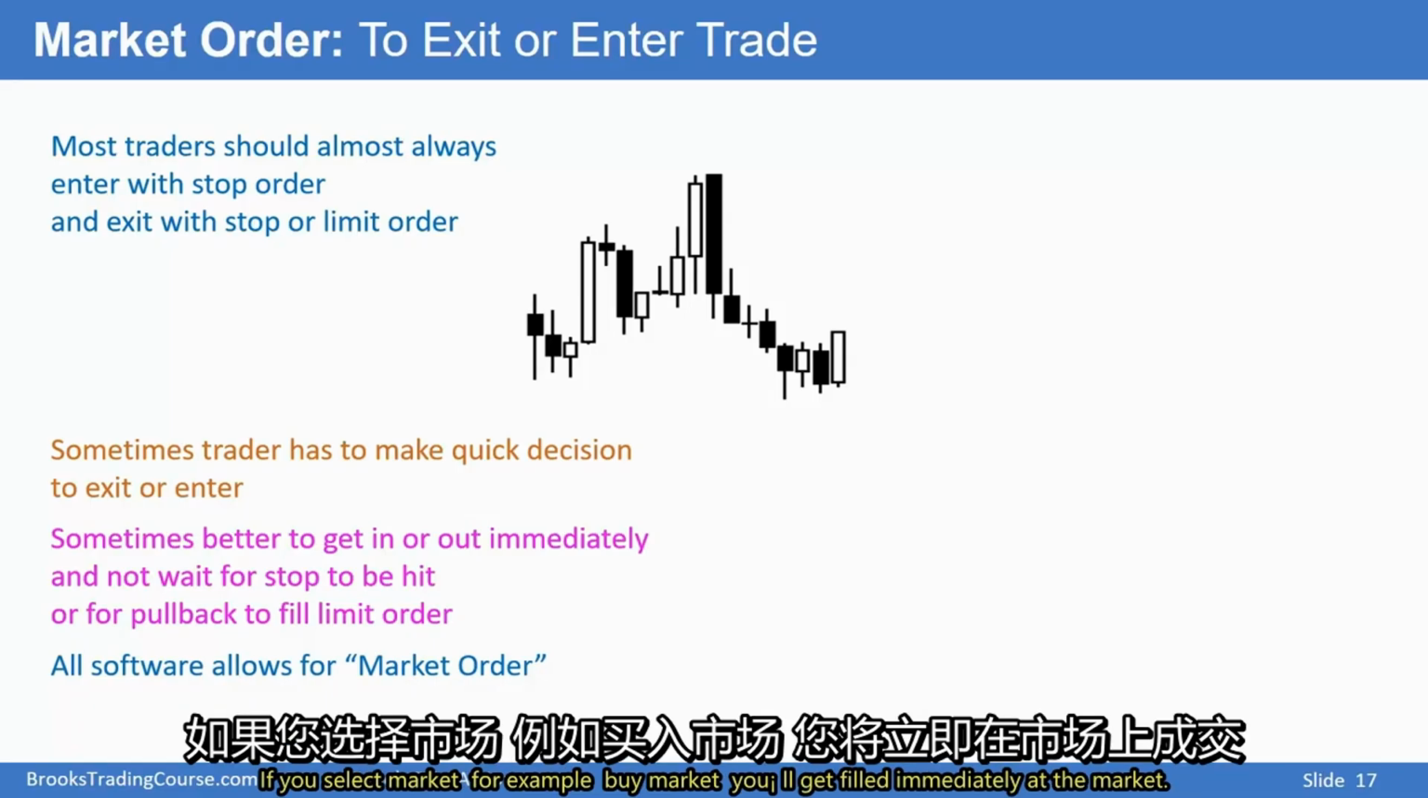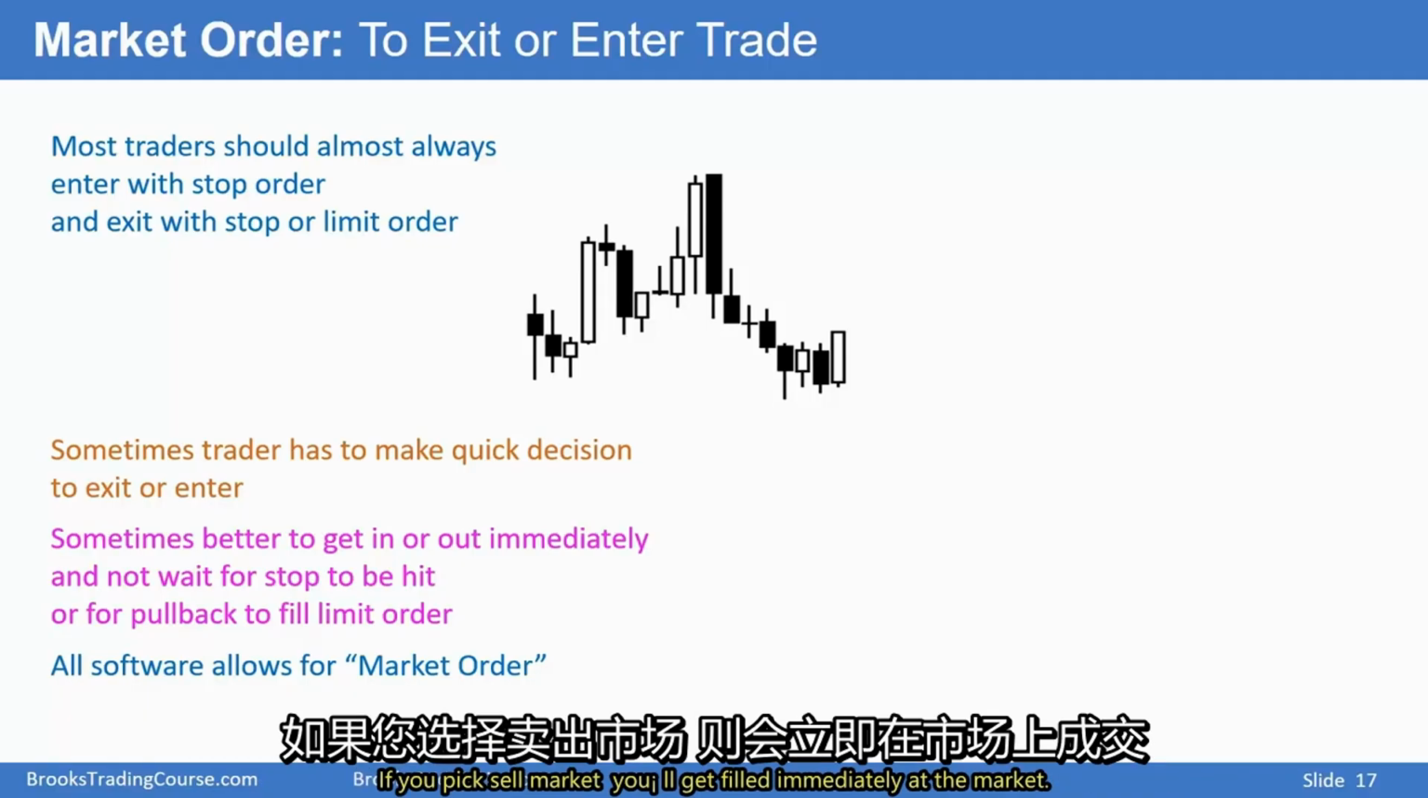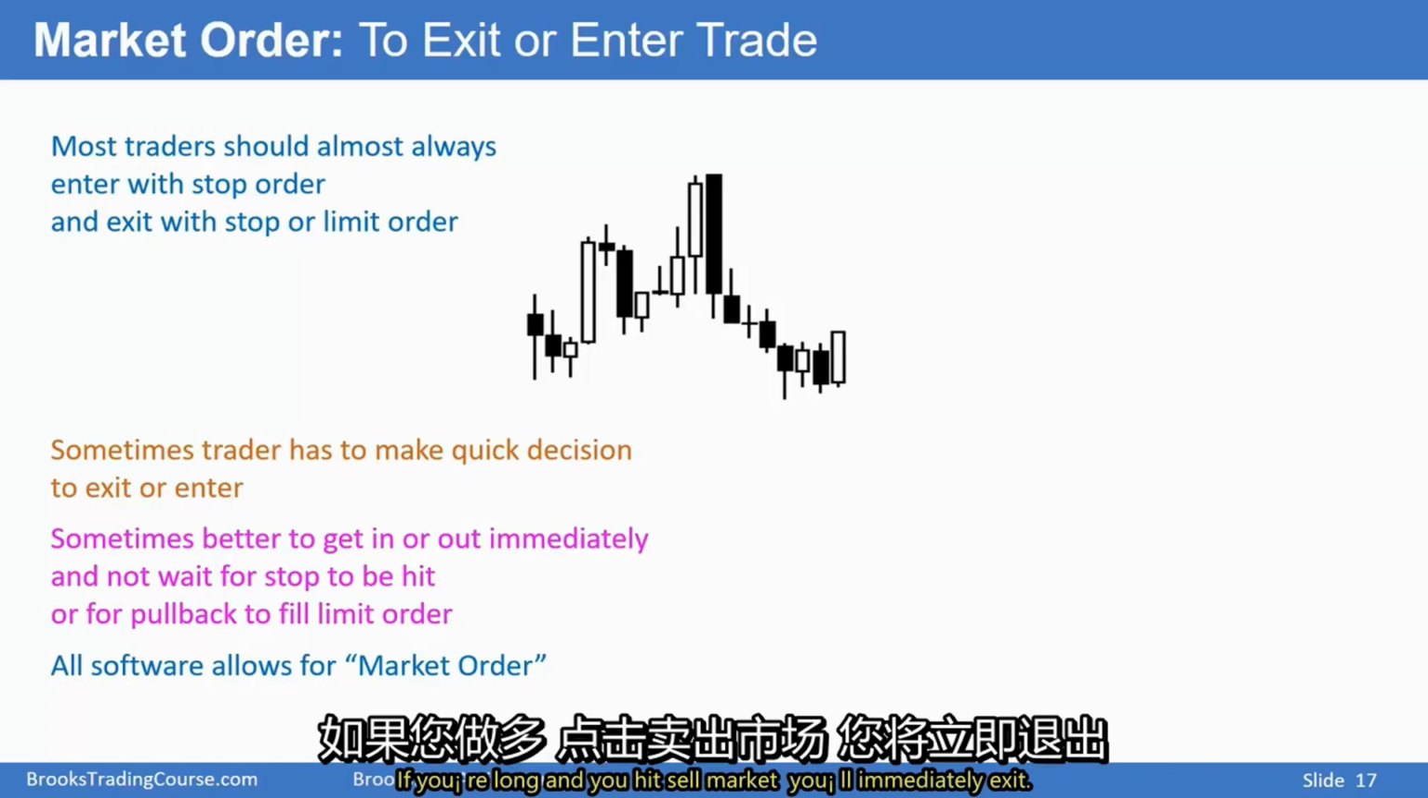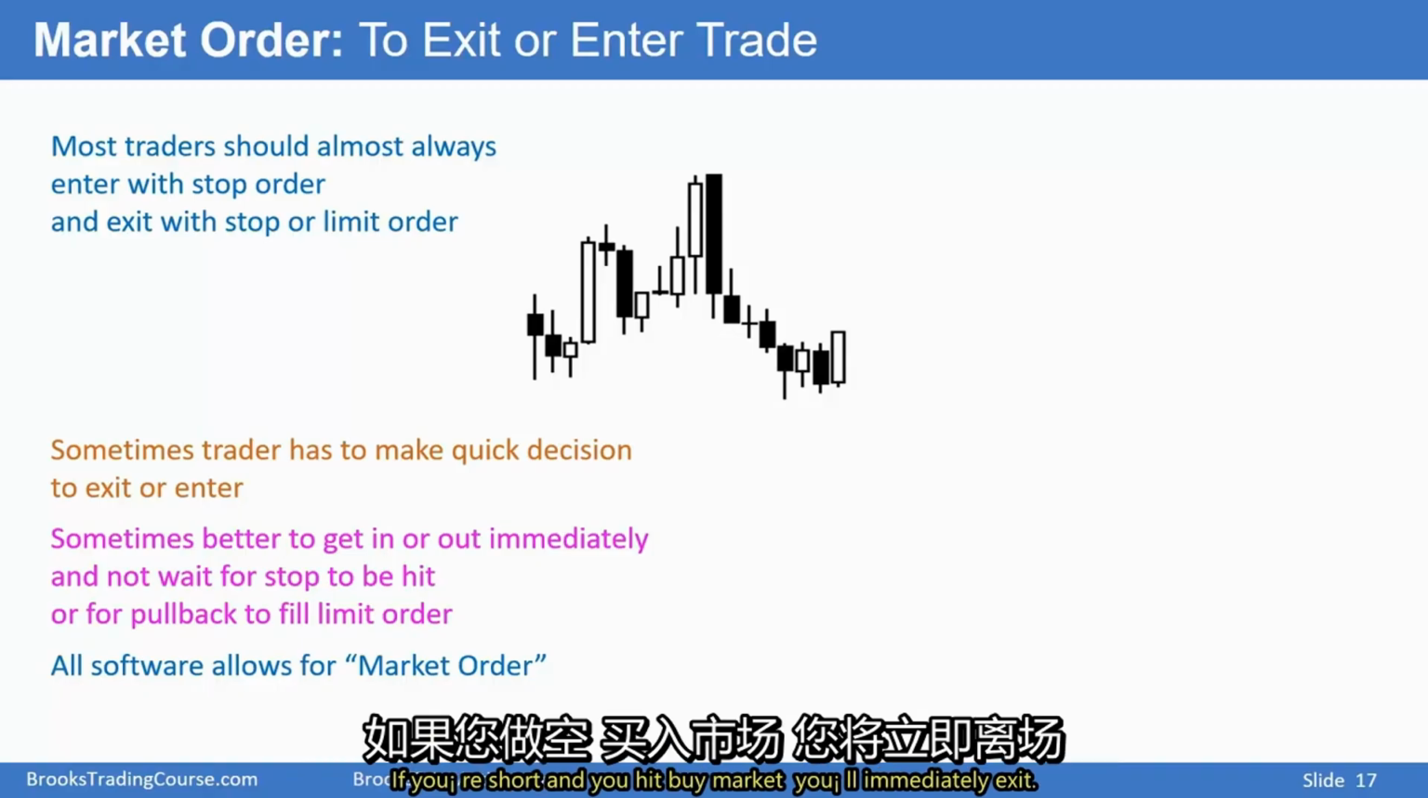If you select market, for example, buy market, you'll get filled immediately at the market. If you pick sell market, you'll get filled immediately at the market. If you're long and you hit sell market, you'll immediately exit. If you're short and you hit buy market, you'll immediately exit.